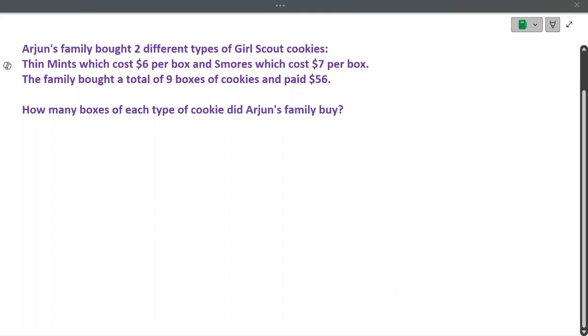And today we are writing equations from word problems for systems of equations. So let's go ahead and read our word problem, and then I'm going to show you how I like to break these word problems down to write our system of equations.